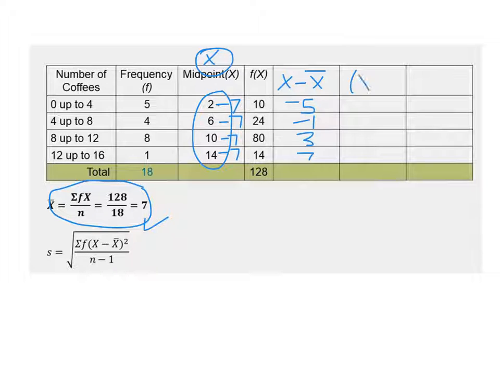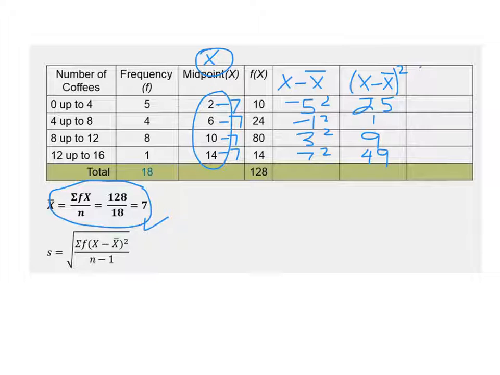Our next column is we're going to take what we did in that first column and square it. So -5 squared gives us 25. -1 squared gives us 1. 3 squared gives us 9. And 7 squared gives us 49.